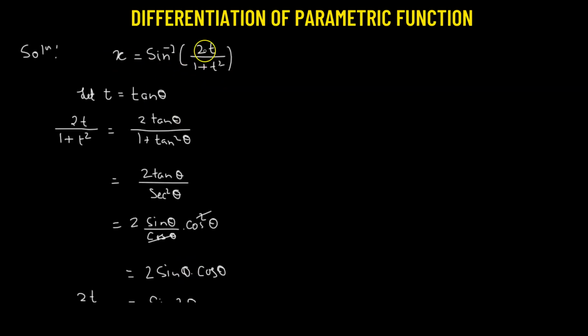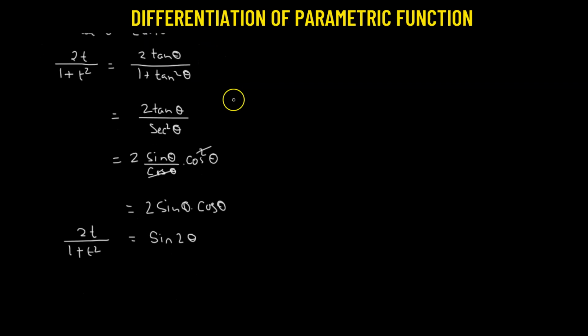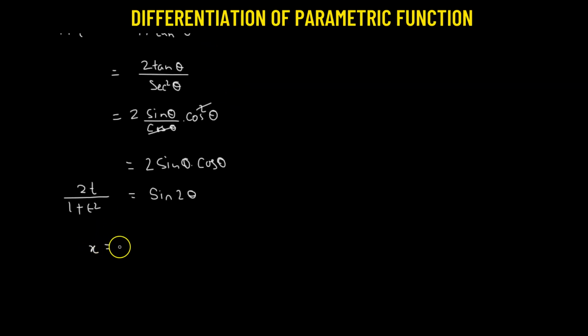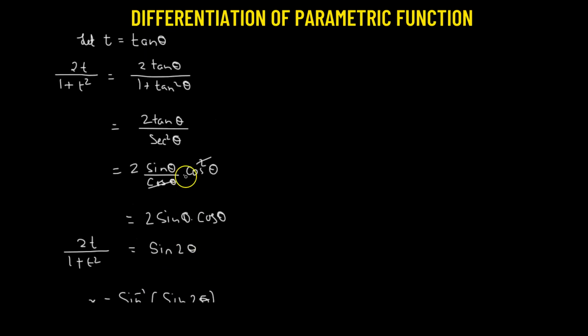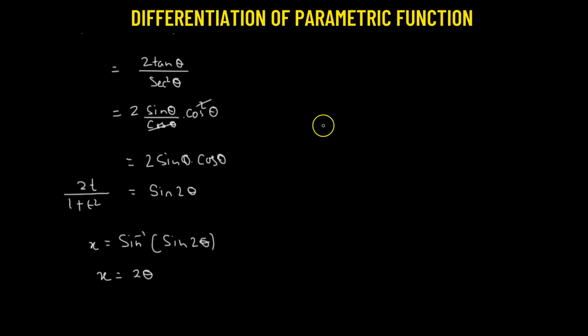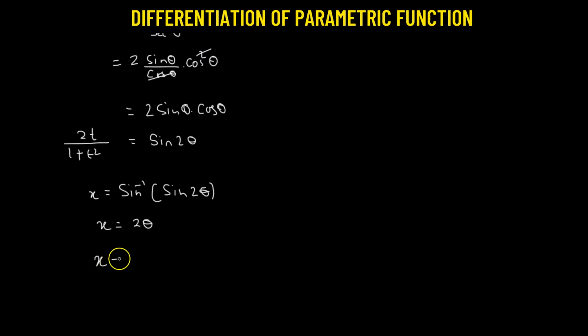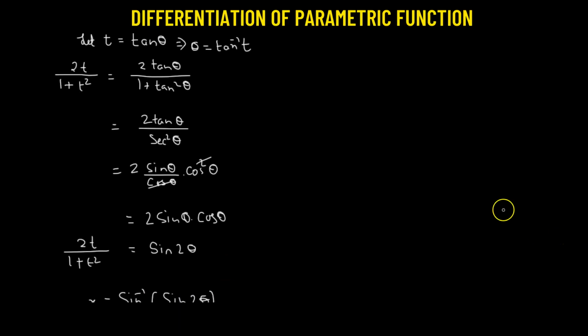Now we'll replace this value in place of 2t over 1 plus t squared in x. So our x value will be equal to sine inverse of sine of 2 theta. Now sine inverse of sine 2 theta means we have 2 times theta. We started out by considering t to be equal to tangent of theta, which means that theta must be equal to the inverse tangent of t. We can replace this value here, and now we have x equals 2 times tangent inverse of t. So we have finally simplified the value of x. We'll label this as equation number 1. We'll come back to this in a moment after we tackle y.